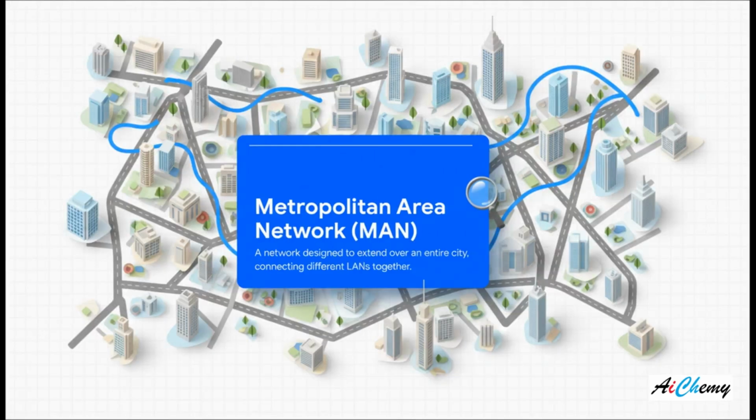Now, let's zoom out one level. We've got the Metropolitan Area Network, or MAN. And just like the name suggests, its whole job is to connect a bunch of different LANs all across a city. So if a big company has an office downtown and another one in the suburbs, they'd use a MAN to link them together. It's like the city's entire road system connecting all the little neighborhoods.